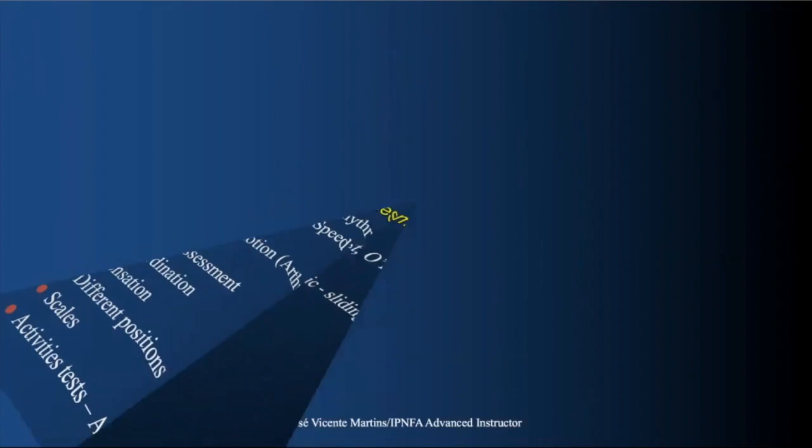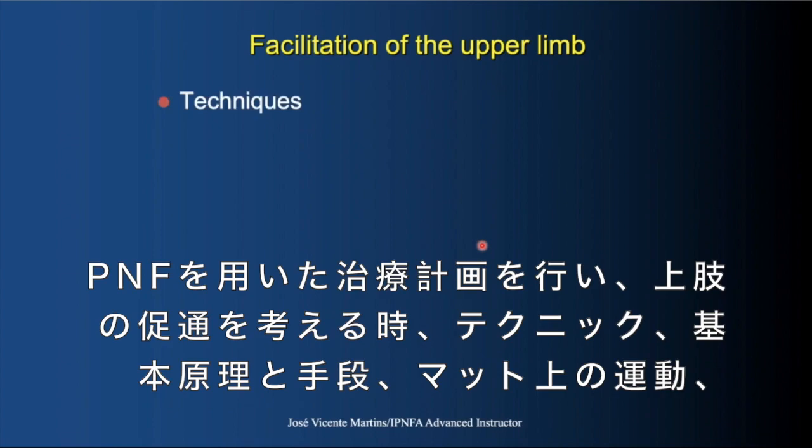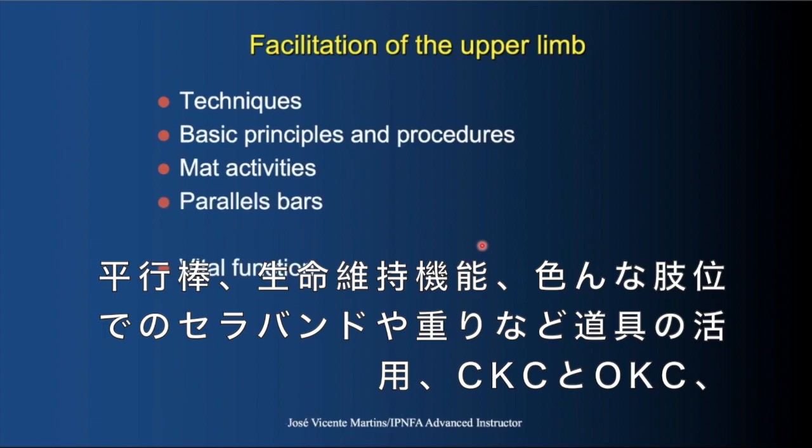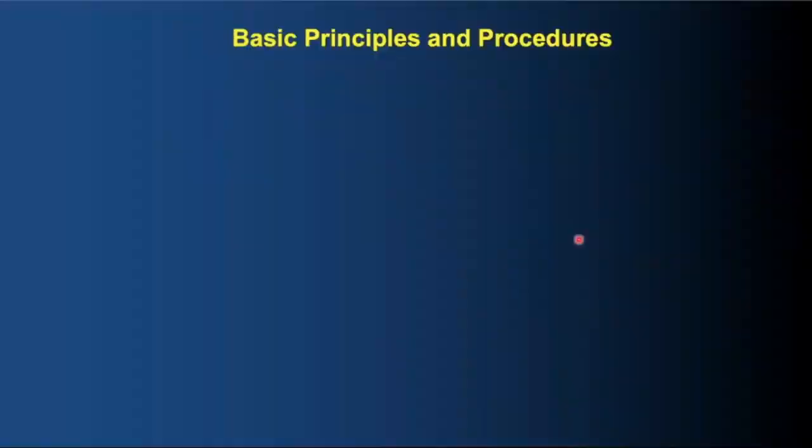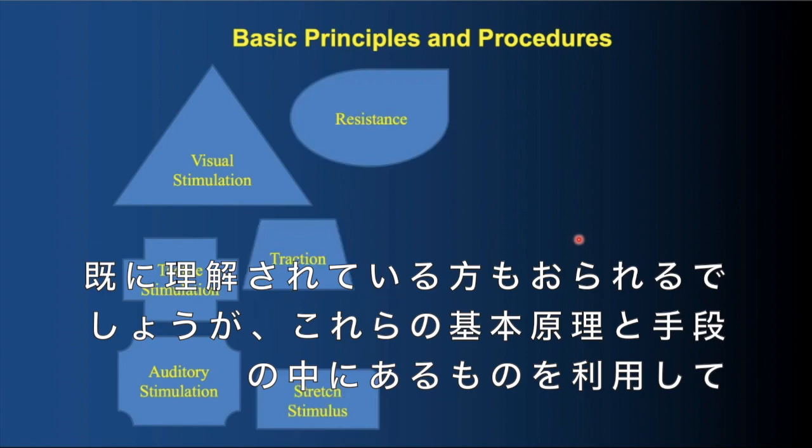So, when we build a treatment with PNF and we think about facilitation of the upper limb, we can use techniques, we can use basic principles and procedures, mat activities, parallel bars, vital function, material such as TheraBand, weights in different positions. We can use closed chain and open chain. We can think about kinetic chain. And concerning basic principles and procedures, everybody knows about these basic principles and procedures.